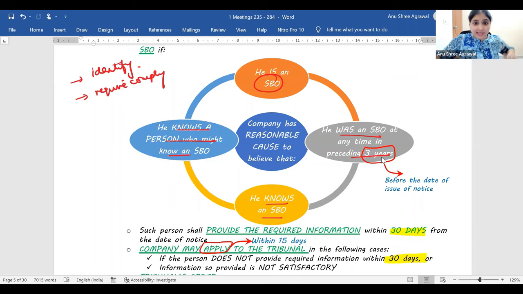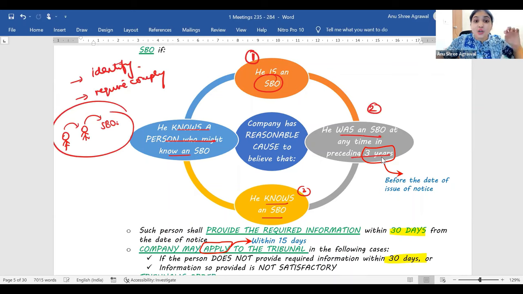So to identify SBO, company needs information. Company will give notice and ask information. To whom? To people whom the company thinks is an SBO. To people who company thinks was an SBO in the last 3 years. To people whom the company thinks know an SBO. They are not SBO. They know an SBO. Or to a person whom the company thinks knows another person who knows an SBO.